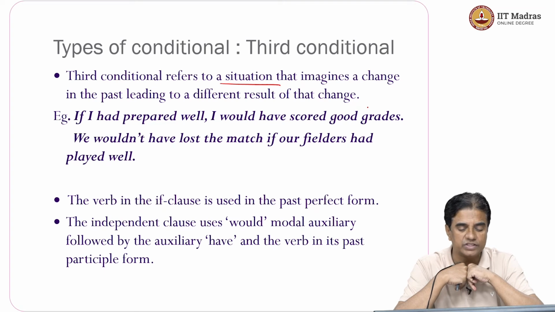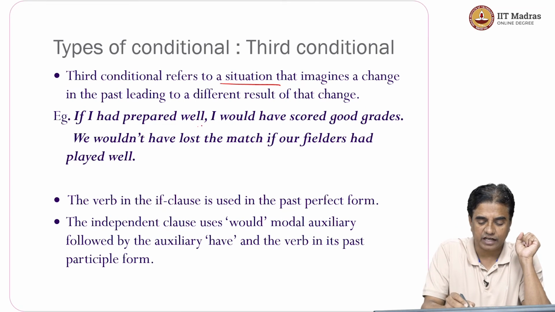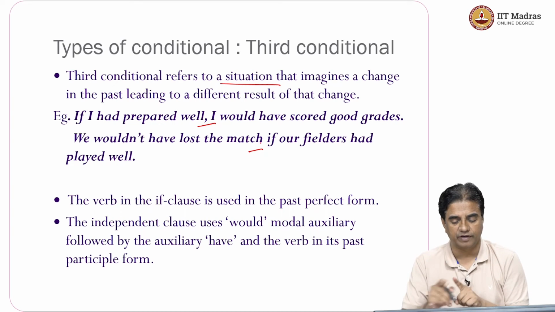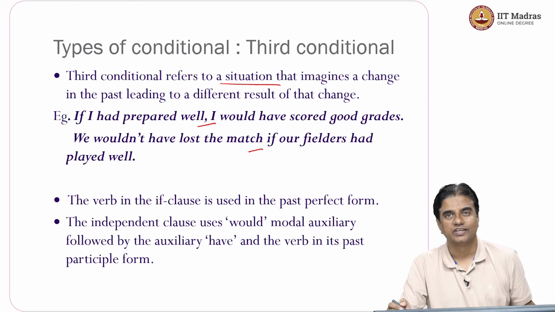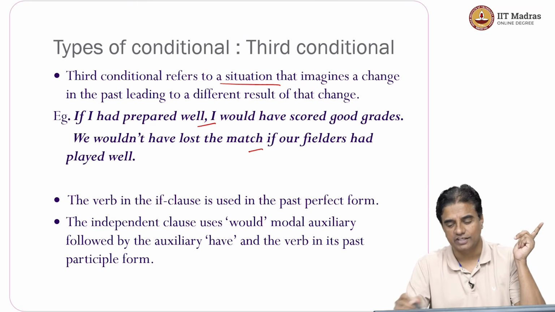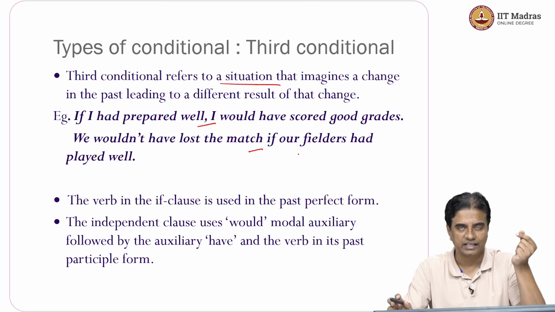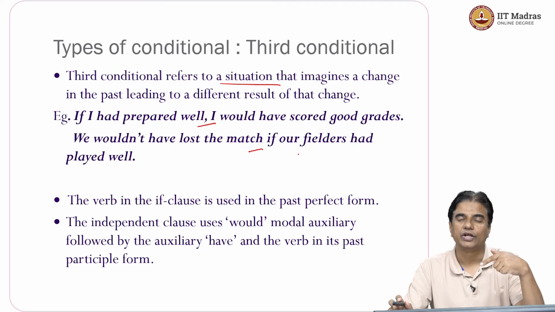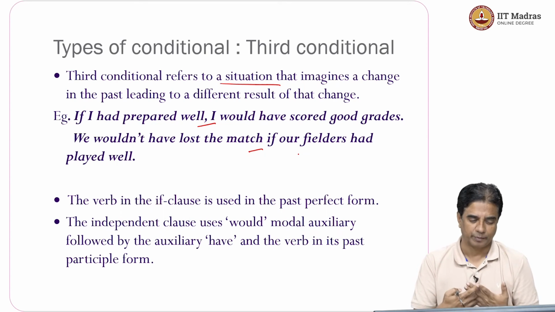We wouldn't have lost the match if our fielders had played well. Look at it, comma, no comma. If our fielders had played well, we wouldn't have lost the match. So the result in the past would have been different if this condition is met. That is called third conditional. And it's a conditional not just because it begins with "if", but because the whole thing remains a probability.